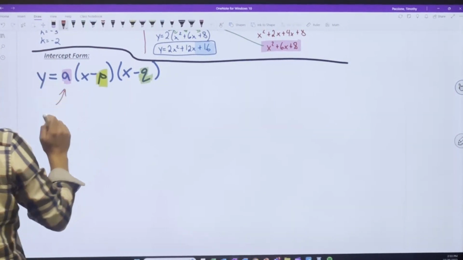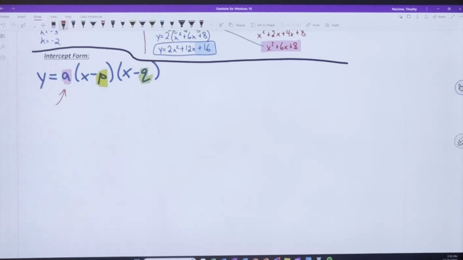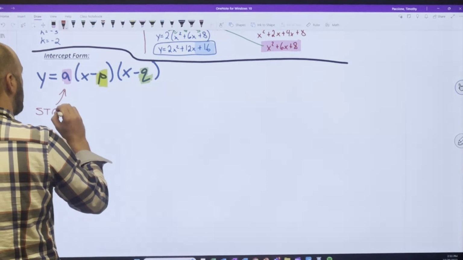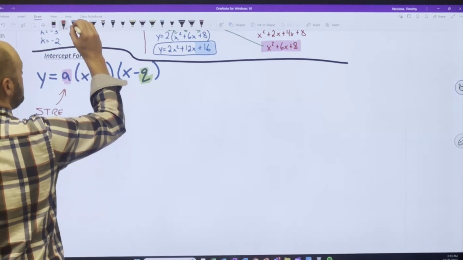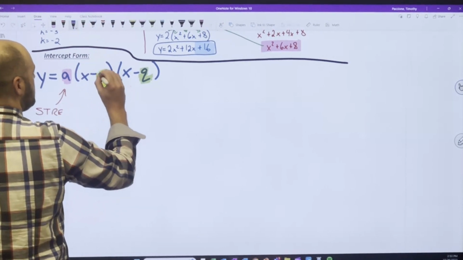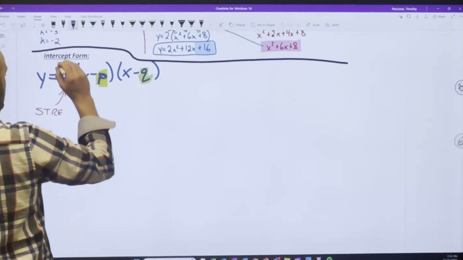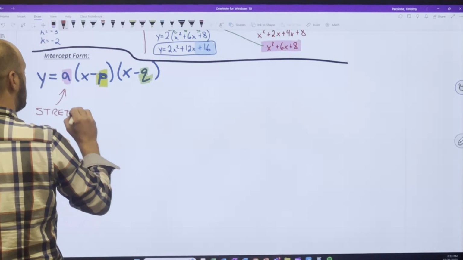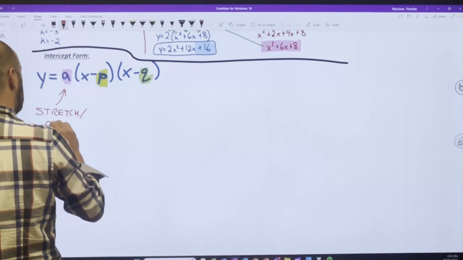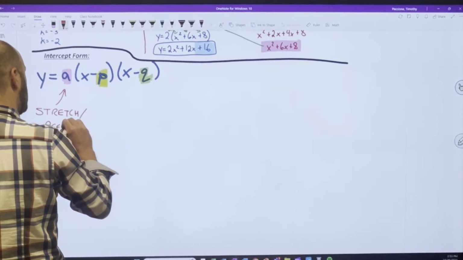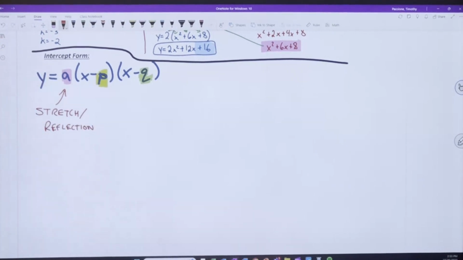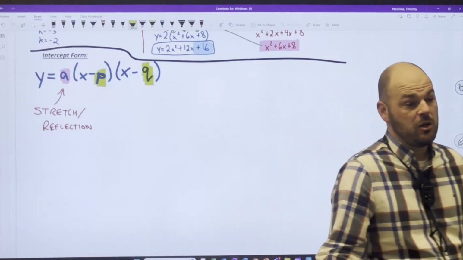This a is our stretch and reflection, always. What's that? That is a P. That's a pretty good P. Come on. I know my handwriting's terrible, but that's not my worst work. So stretch and reflection. Okay, so that's our P and our Q.